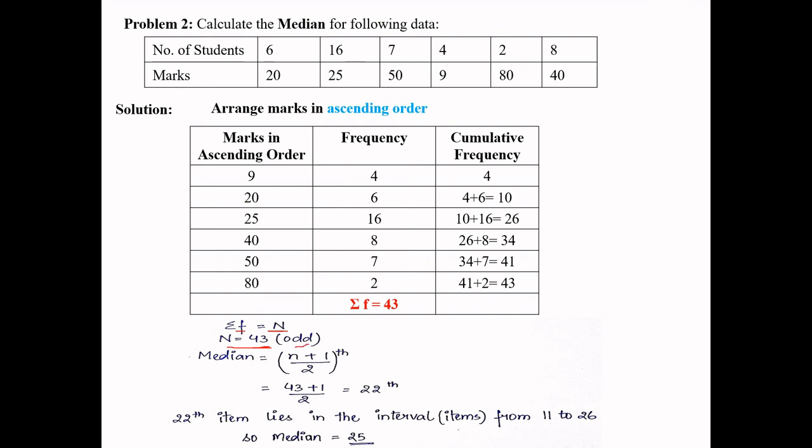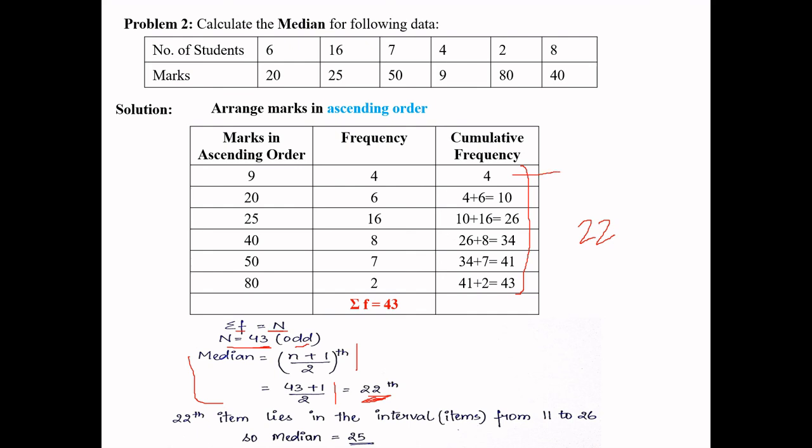So median is calculated by (n plus 1) by 2th. So put the value of n. 43 plus 1 by 2 is 22. Now look at cumulative frequency. See which cumulative frequency is greater than 22 and it is closest to 22.